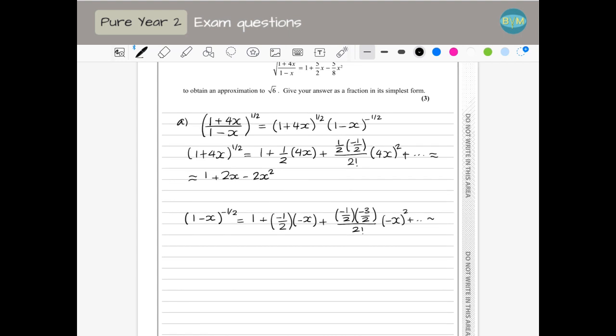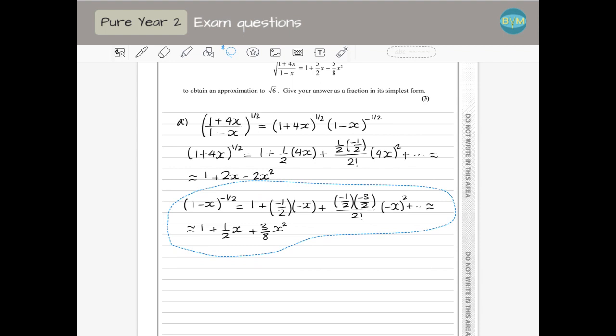And for the second one, I'm going to do the same. So I'm going to simplify the coefficients. I have 1, and then I have minus 1/2 times minus x is positive 1/2 x. And again, I do minus 1/2 times minus 3/2 divided by 2, and it is going to be positive, which is 3/8 of x squared. And I don't need to write more because I'm going to multiply. So my answer is only up to x squared.